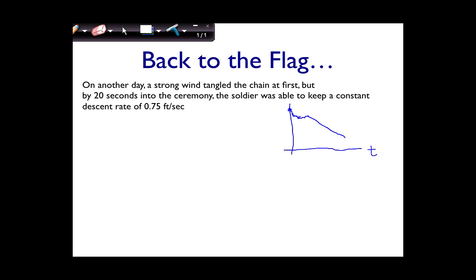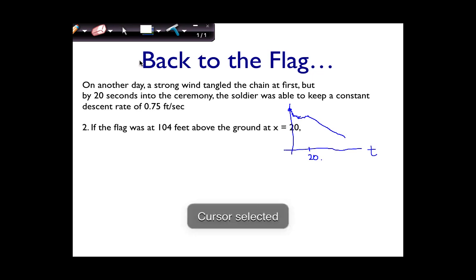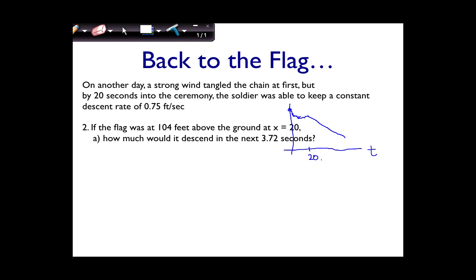But for a while at the beginning it was a little mess, so it was blowing around, so there wasn't a constant rate the whole time. But starting at 20 seconds in, we're able to keep up a constant rate of descent. So thinking about this, if the flag was at 104 feet above the ground at this time 20, how much would it descend in the next 3.72 seconds?